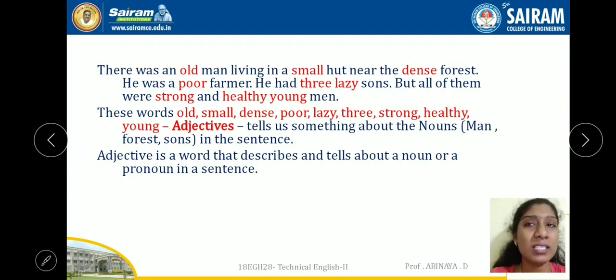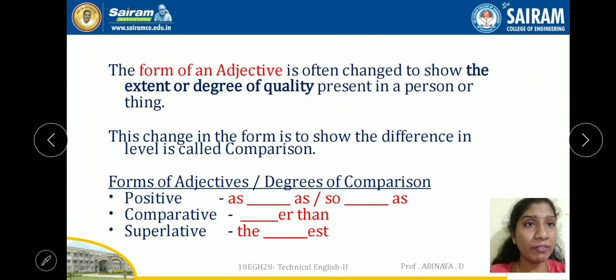Right. So what is this degrees of comparison? While using these adjectives to compare two nouns, we are using this degrees of comparison. At the time, we have to change the form of the adjective to show the comparison between the two nouns. So to show to what extent the qualification is, we are using this degree of comparison. See here. The form of an adjective is often used to show the extent or degree of quality present in a person or thing.